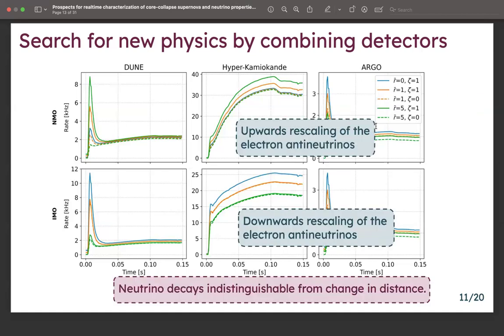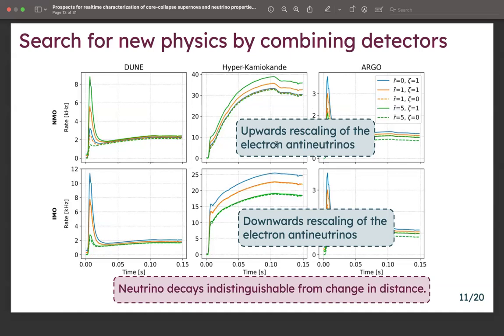So first of all, if we look at Hyper-K, which is representative of the group of water Cherenkov detectors that we already have today, what we see when we compare the blue standard model line with the others is that the stronger, or the more extreme, the new physics scenario is, the higher this upwards rescaling of the electron antineutrinos is. And very similar, but in the opposite direction, in the case of inverted mass ordering, we have a downwards rescaling of the rates.